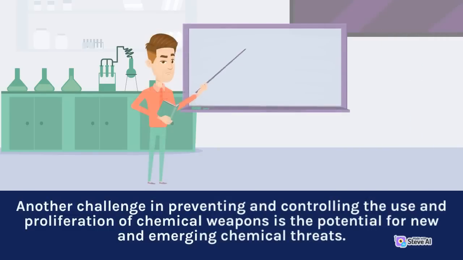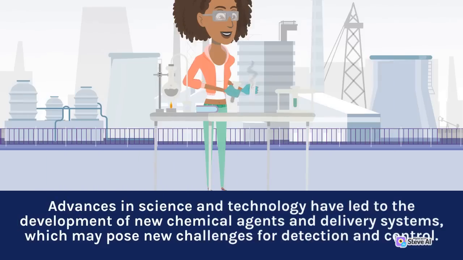Another challenge in preventing and controlling the use and proliferation of chemical weapons is the potential for new and emerging chemical threats. Advances in science and technology have led to the development of new chemical agents and delivery systems, which may pose new challenges for detection and control.